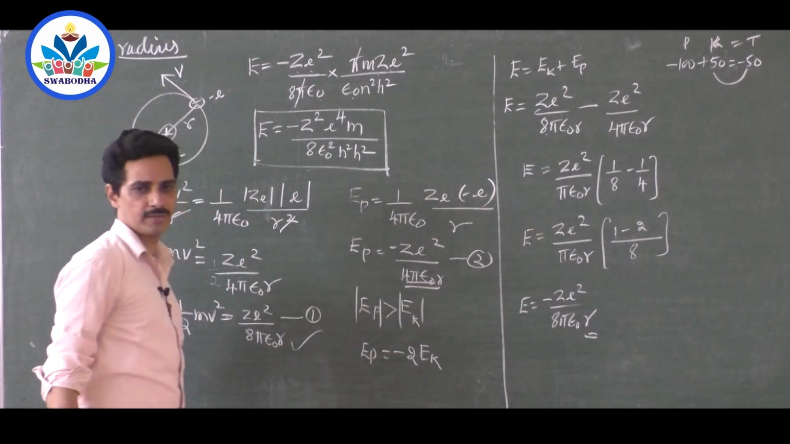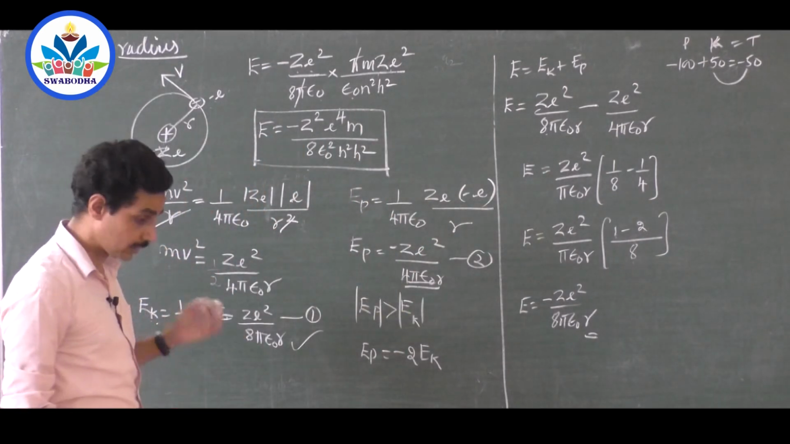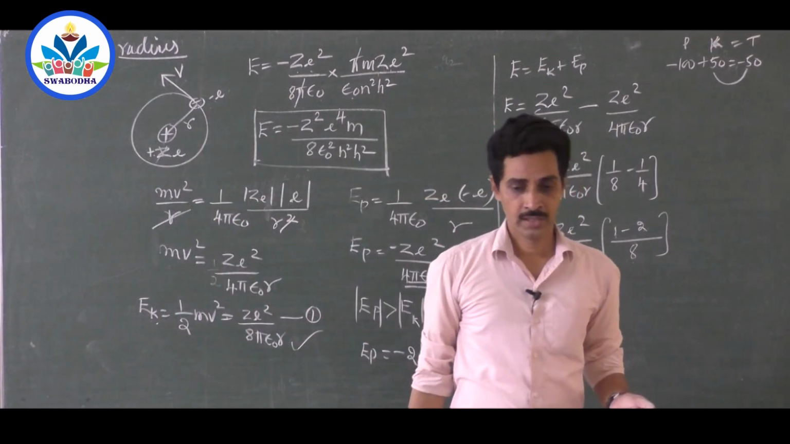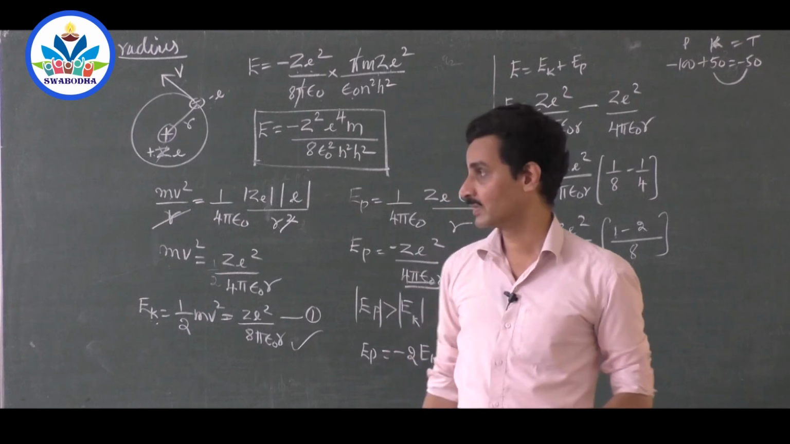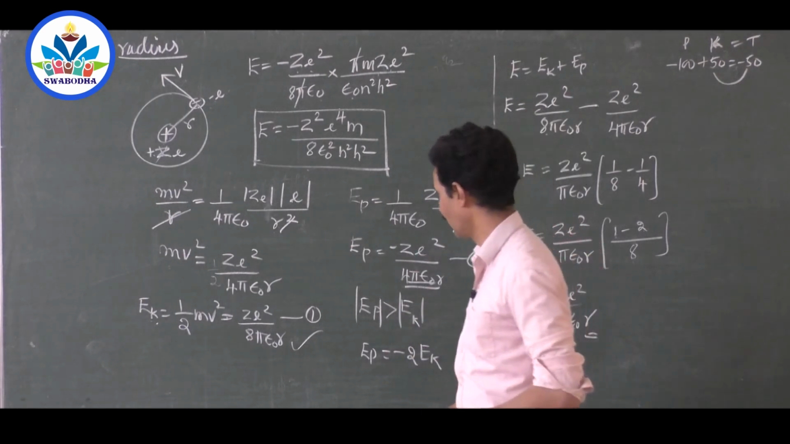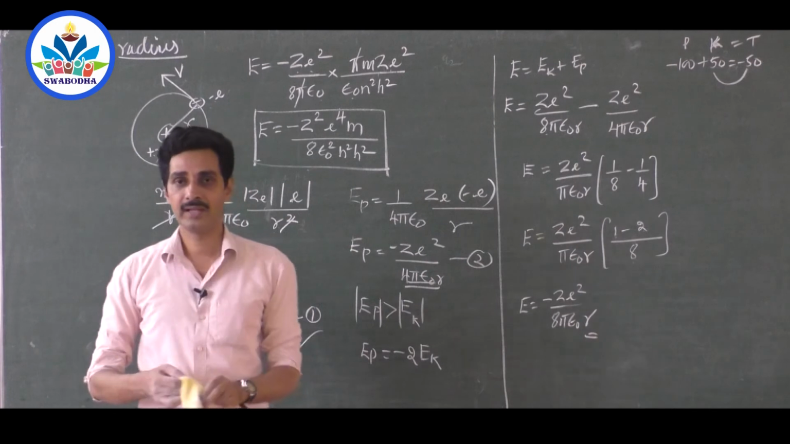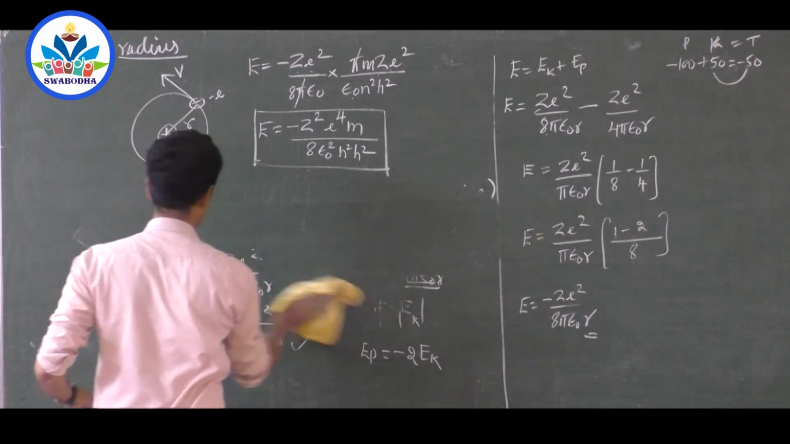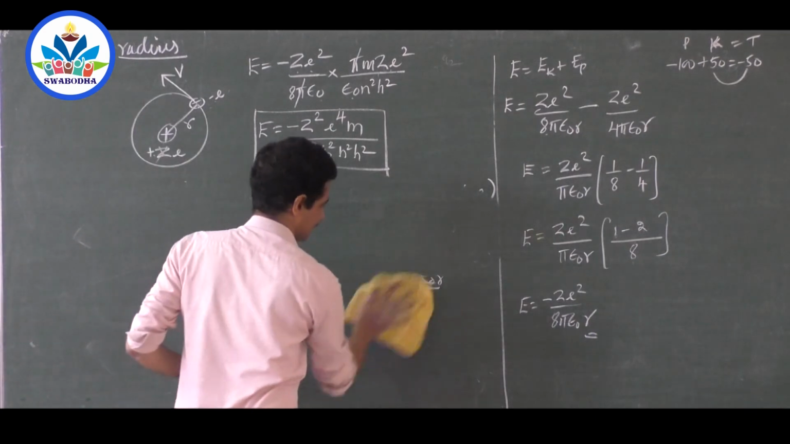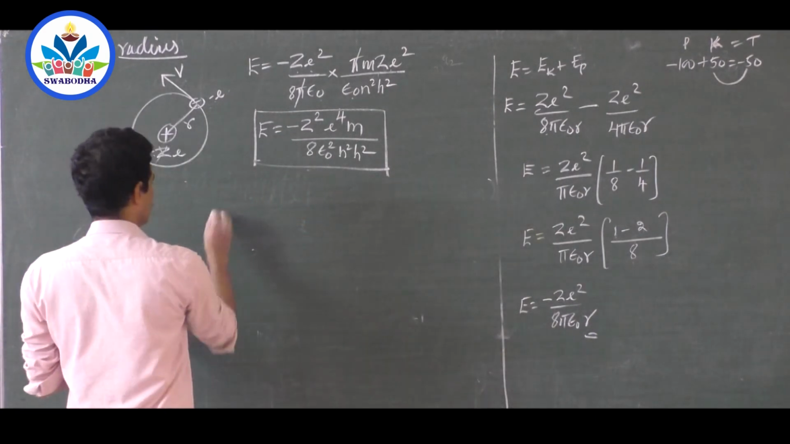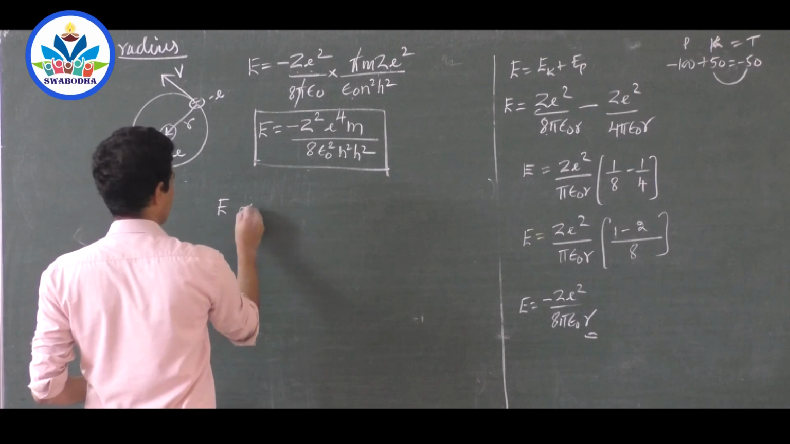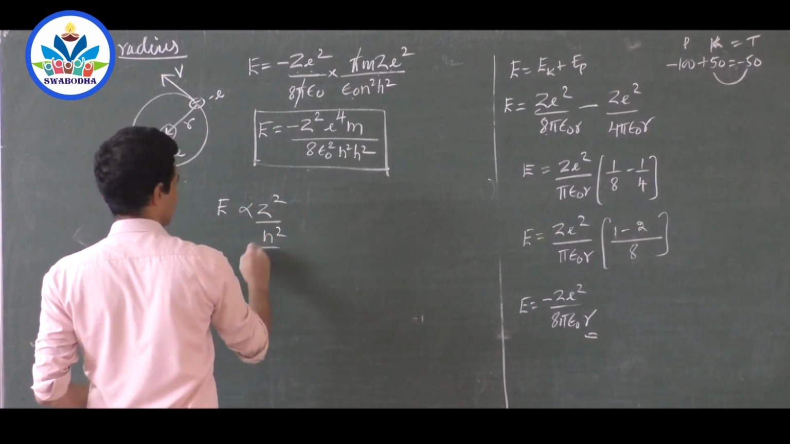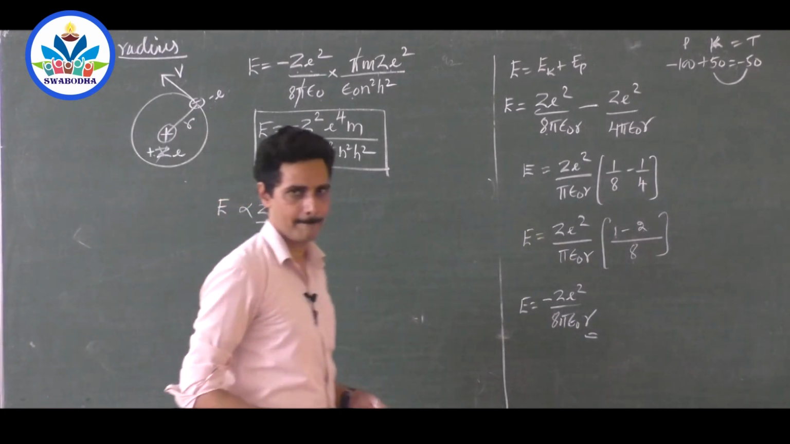So the total energy of the electron rotating in a circular orbit of radius r around a nucleus of atomic number Z is minus Z squared e to the power 4 m divided by 8 epsilon naught squared n squared h squared. So what does this say? The total energy of the electron is directly proportional to Z squared, and of course it is negative, inversely proportional to n squared.